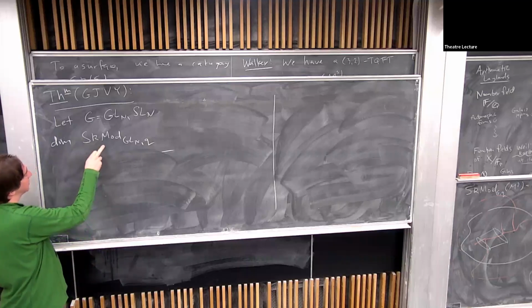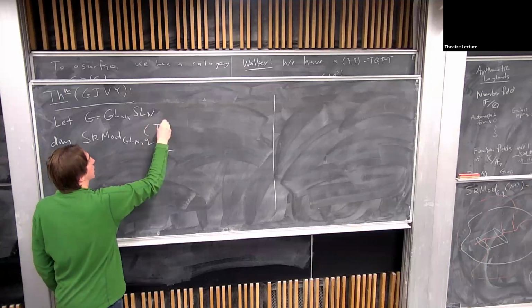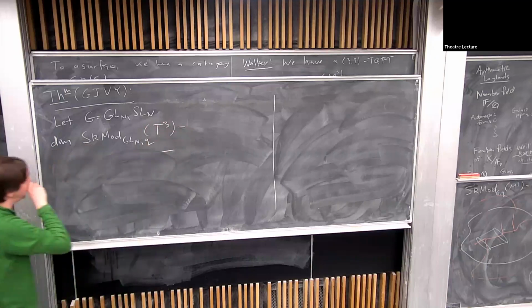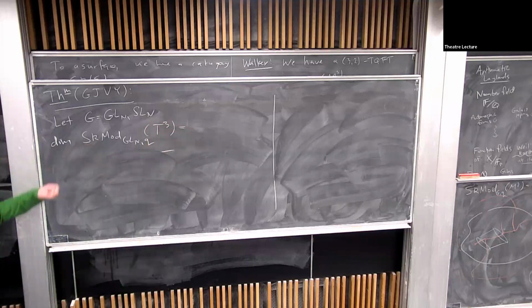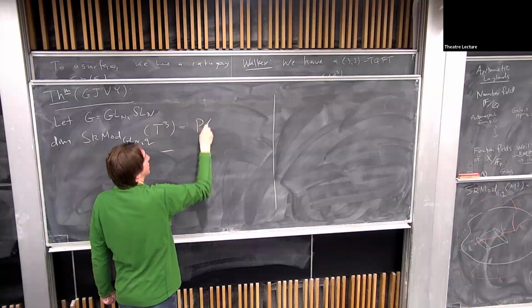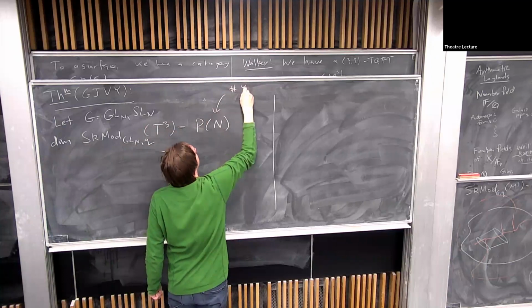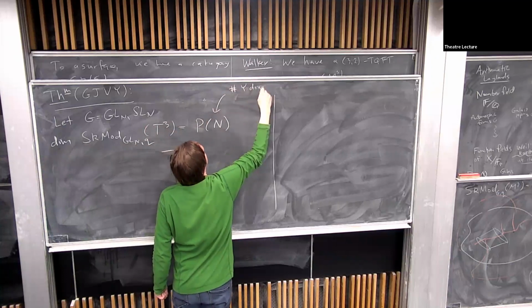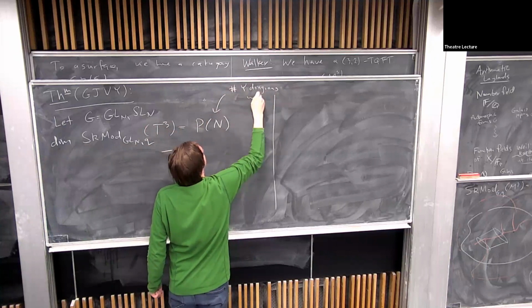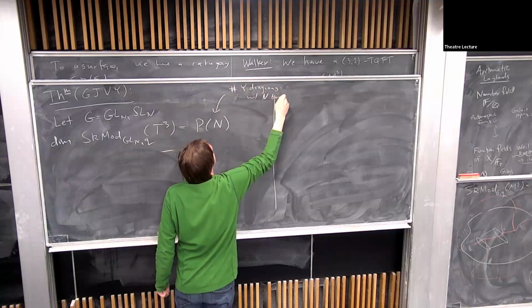So if I look at the Skein module on the 3-torus, it's a finite dimensional vector space. I can compute its dimension. And it turns out that this is the partition number of n, so the number of Young diagrams with n boxes.